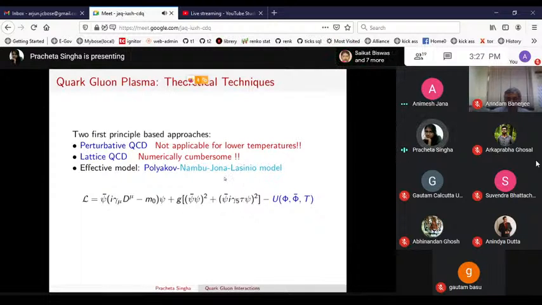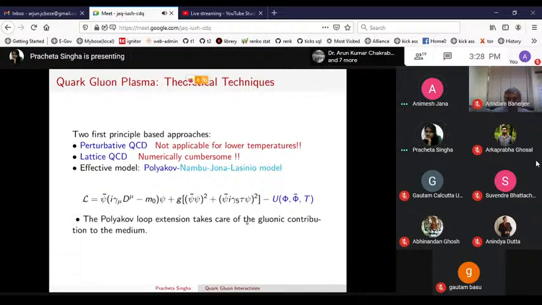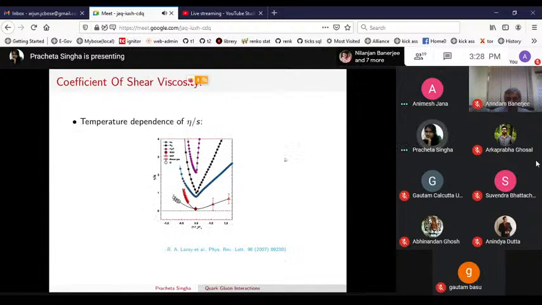Keeping those things in mind, the model Lagrangian for the Polyakov-Nambu-Jona-Lasinio model is formed like this. This Lagrangian shows that the only dynamical quantity in the medium is quarks, because only quarks have this kinetic term, whereas the gluons are taken here only as a background field. The interactions are chosen such that we can reproduce the symmetry properties, as I have already mentioned. Now, with this in mind, if it's working well, let us calculate some bulk property of the medium.